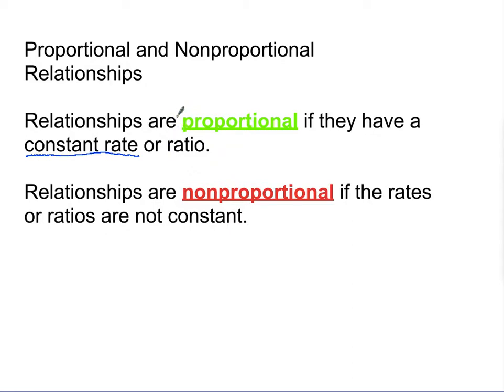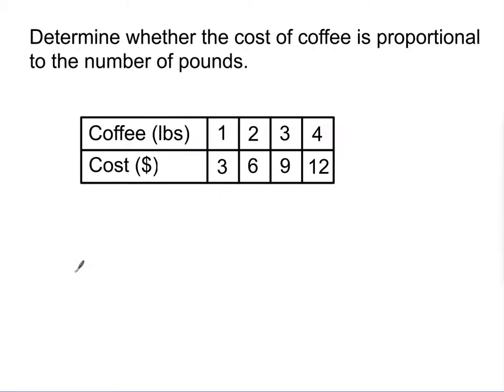So today we're going to learn how to, or hopefully this is a refresher, because we did this in math too. We talked about proportional and non-proportional relationships, and we wrote some of these equations and things like that. So hopefully as we go through this stuff today, it will tickle some memories. It'll ring a bell for you to be able to remember how to do this stuff. So let's jump right in and let's look at some displays of data here. Determine whether the cost of coffee is proportional to the number of pounds.